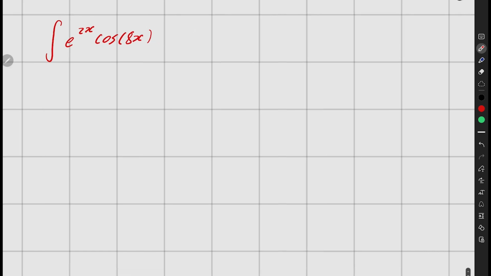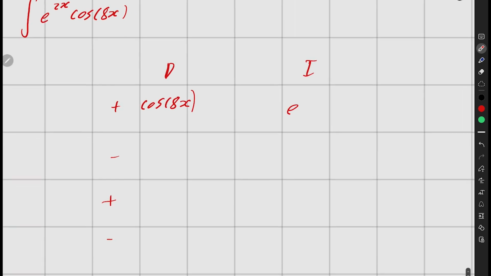And again, I want you to pause the video, give this one a go. We're going to have our differential integral table. Remember, pluses and minuses oscillating in the differential side. Let's say we differentiate cos of 8x this time, and we're going to integrate e to the 2x.